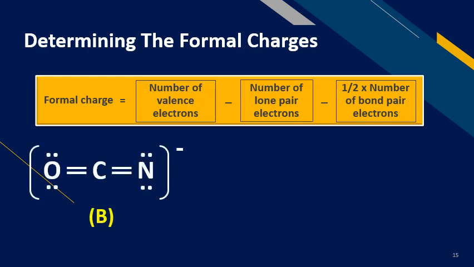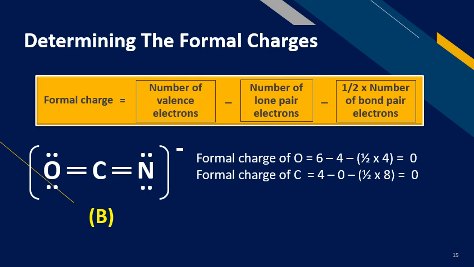Now, let's calculate the formal charge of each atom for structure B. The formal charge of the oxygen atom equals 0. The formal charge for the carbon atom is equal to 0, and the formal charge for the nitrogen atom is equal to -1.